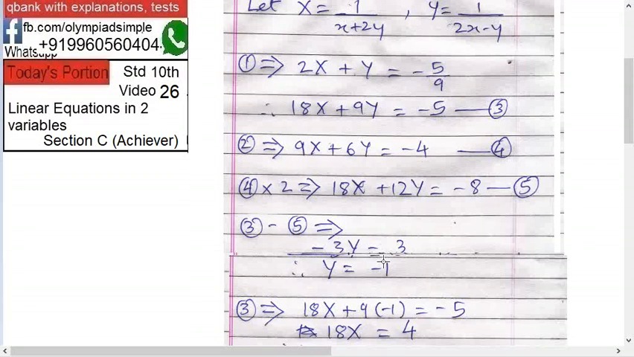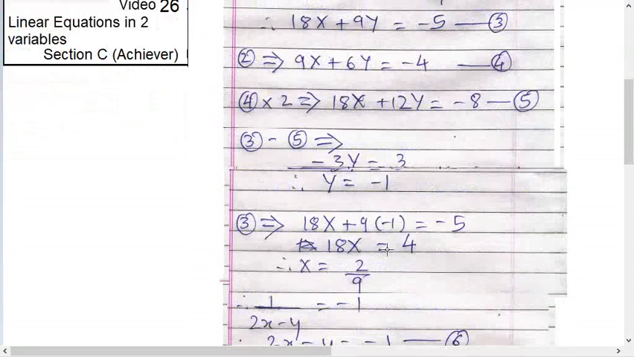Now put this in 3, you get what? 18x plus 9 into minus 1 equals to minus 5. Therefore 18x equals to 4, x equals to 2 by 9. Now we got capital X and capital Y. But what is capital X and what is capital Y?